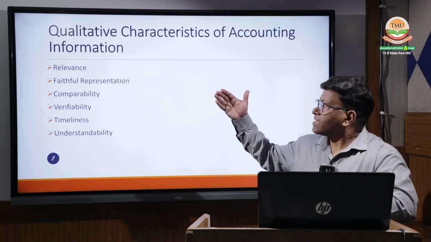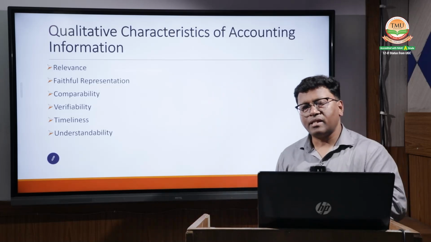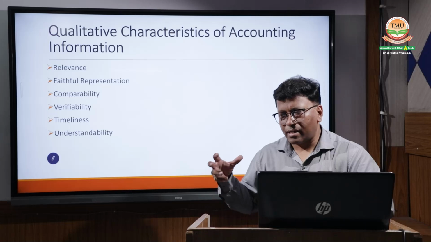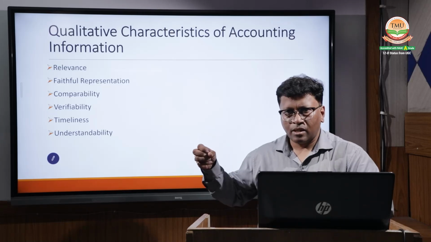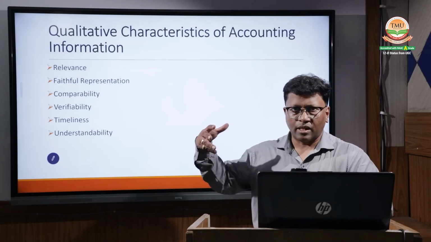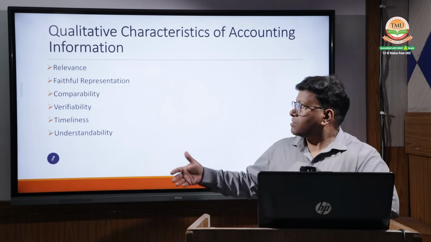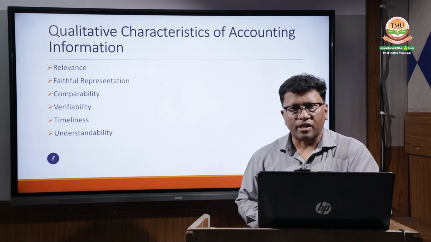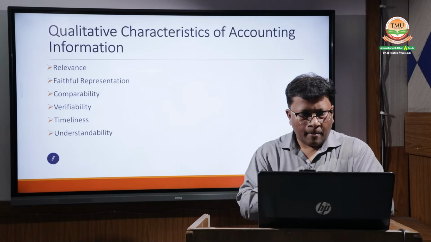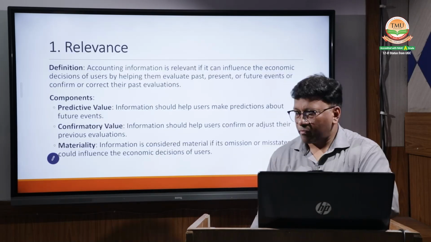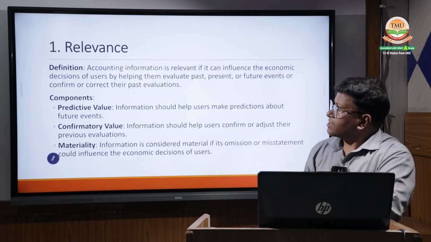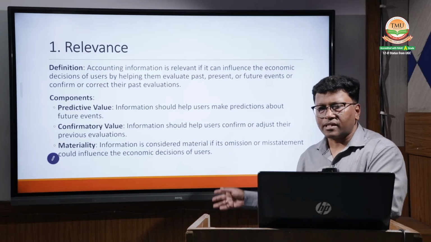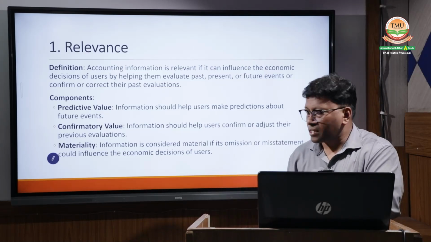So these are the qualitative characteristics of the accounting information, and easily the students can develop the understanding of how to recognize that this system is the accounting information system. So on the basis of these qualitative characteristics, you can recognize the accounting information, right? And again, one by one, you can see relevance: accounting information is relevant if it can influence the economic decisions of the users, as I told you earlier, right?